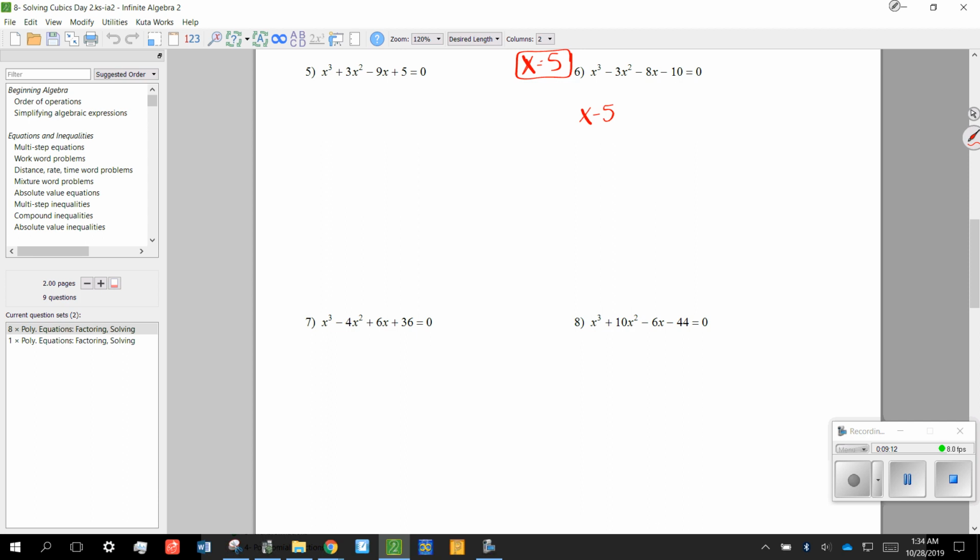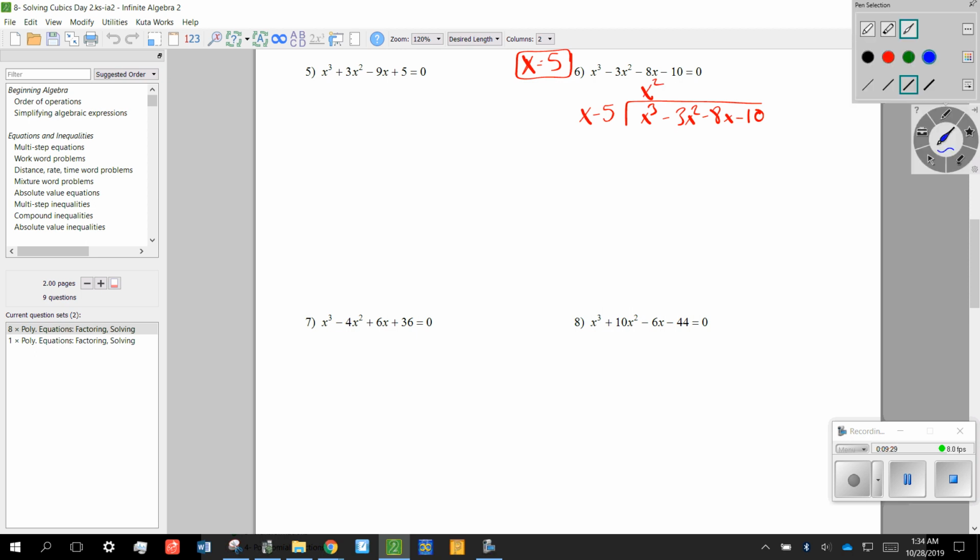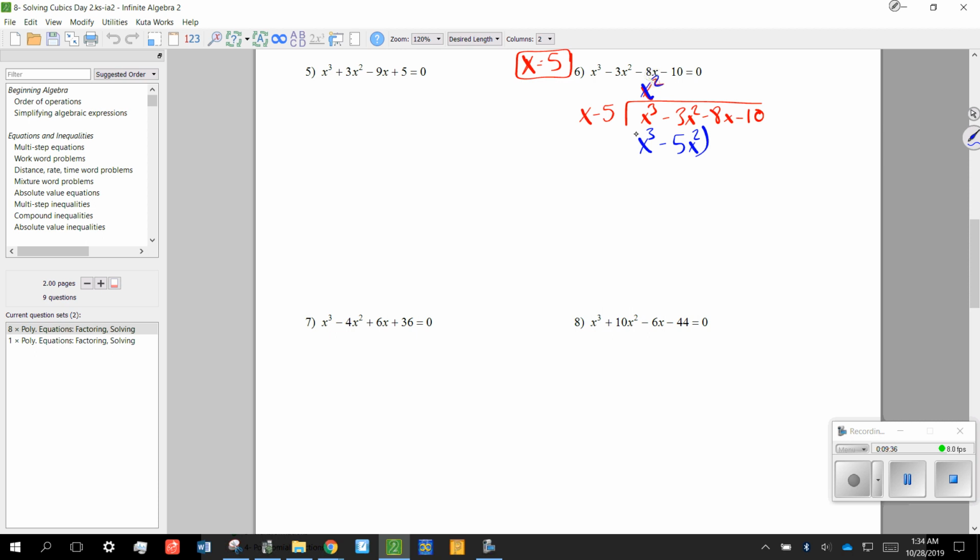Okay, so I'm going to do long division with the linear factor, x minus 5. Not 5, x minus 5. And how many times will it go into this? I'm going to try to do this one pretty quick. I know I've got an x squared. Then I have x cubed, negative 5x squared, and I subtract. I'm going to end up with 2x squared. Bring down that negative 8x. And I'll have a plus 2x.